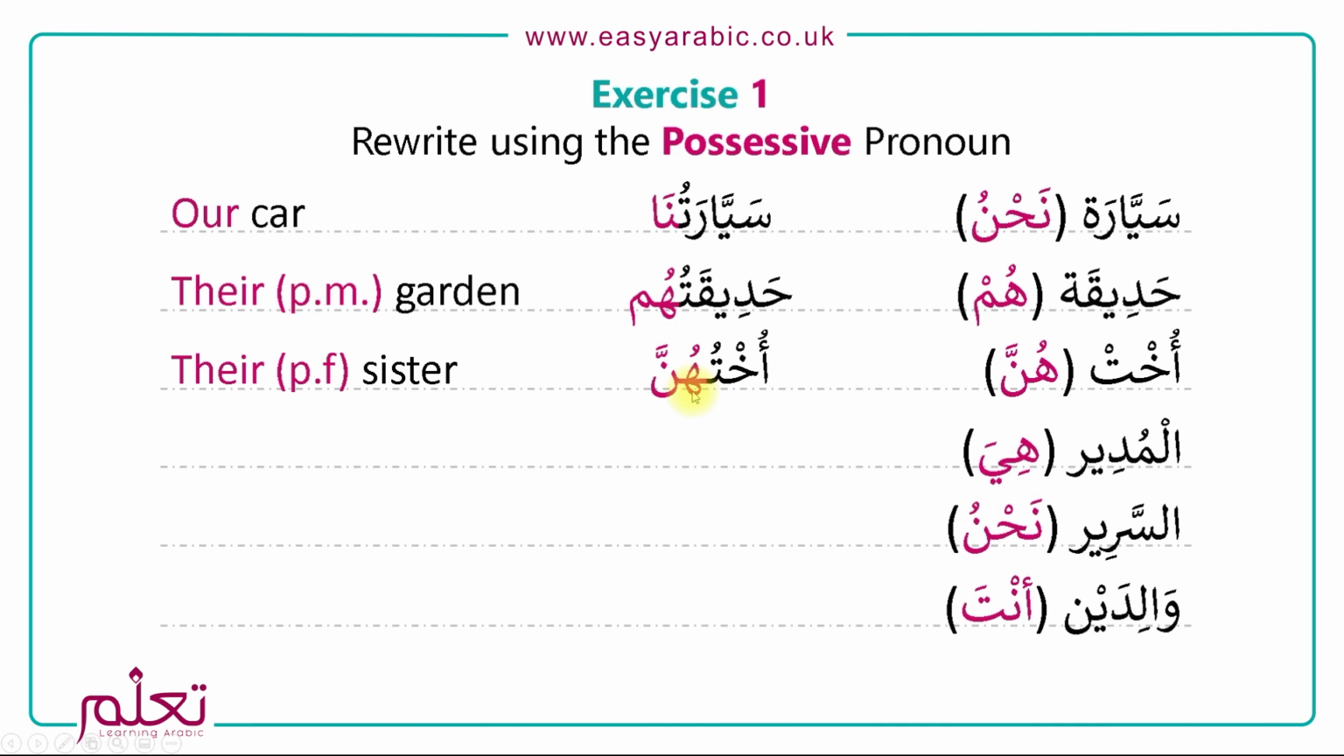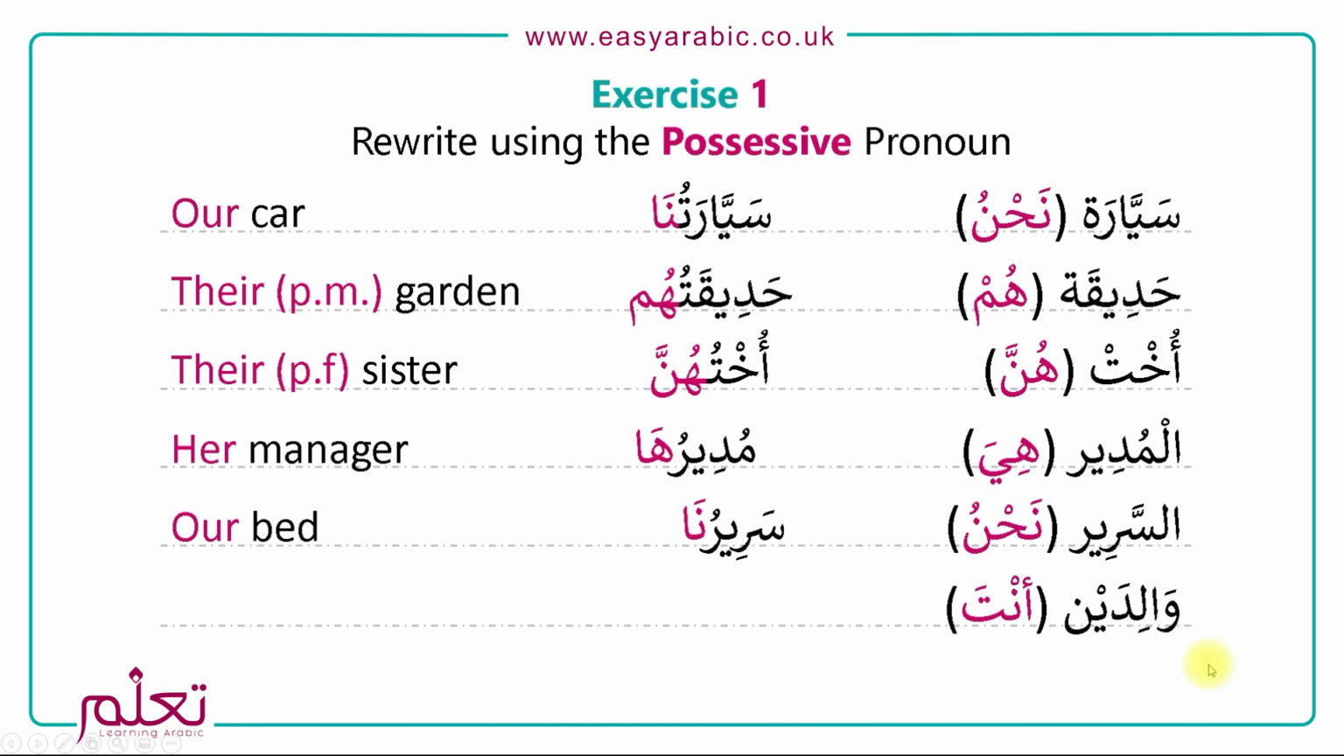Then we have al-mudir, which is the manager. So we're saying here, her manager would be, again, the thing we need to do is remove the al, and then mudiruha. Then we have al-sarir, which is the bed. And nahnu, which is we, so our bed would be sariruna. So walidain, anta, so here, walidain is a plural, so remember what we said, we need to remove the noon and then add the ka at the end. So here be walidayka. Okay, so sayaratuna, hadiqatuhum, ukhtuhunna, mudiruha, sariruna, walidayka.